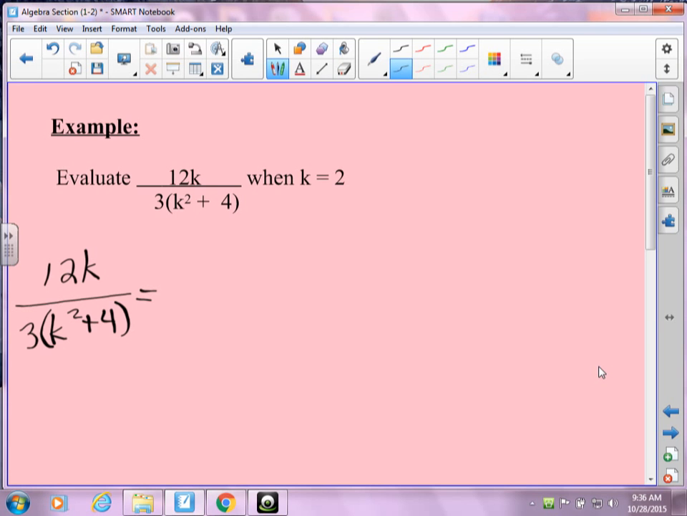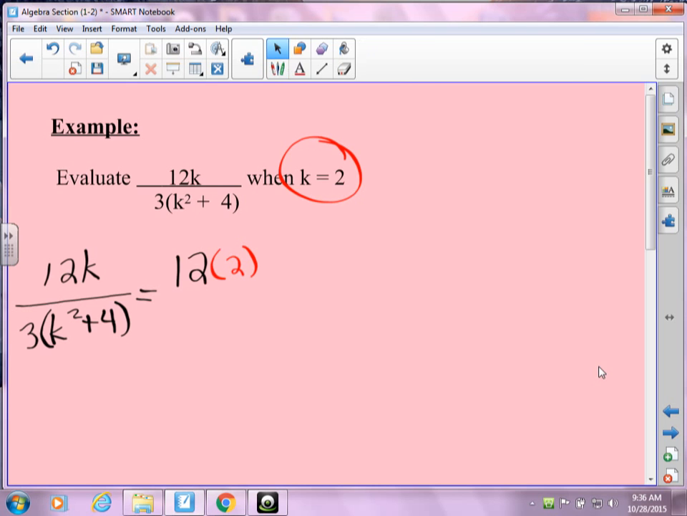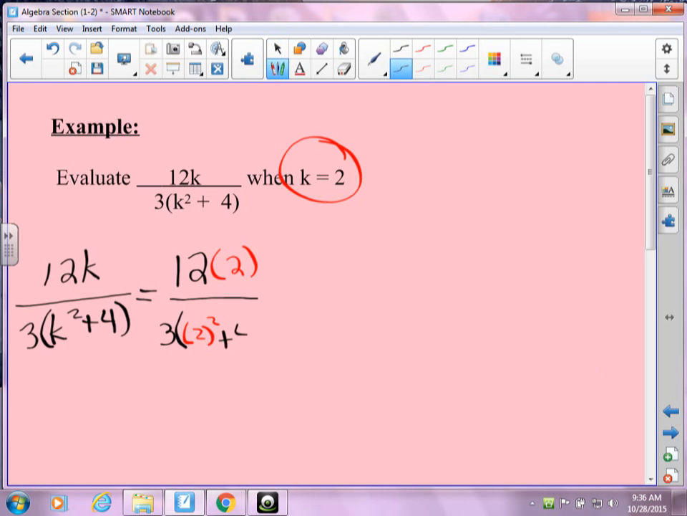So what we're going to do is write down the expression. And then I'm going to take out this k and I'm going to put in the 2, okay? So it's going to look like this. Notice that I take out my variable and I put the 2 in and I put parentheses around it. Really important that you use parentheses, just like we did with Hands-On Equations.